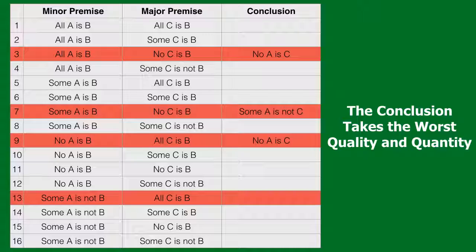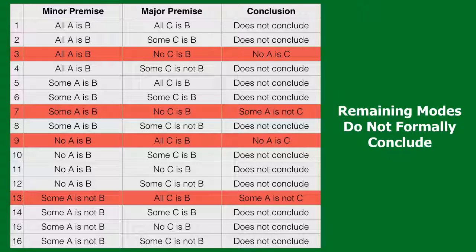In the third case, you get the negation from the major premise, and both are universally quantified, so it stays universally quantified. No A is C. And in the fourth case, the minor premise is particularly quantified and the major premise is negative, and so both of these characteristics carry through to the conclusion, and none of the other modes conclude.